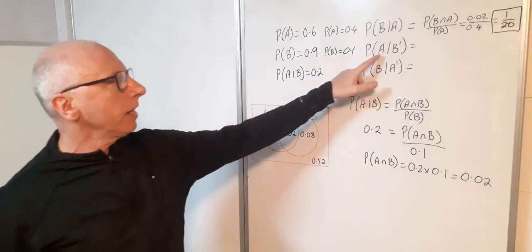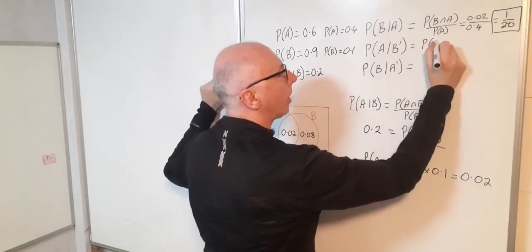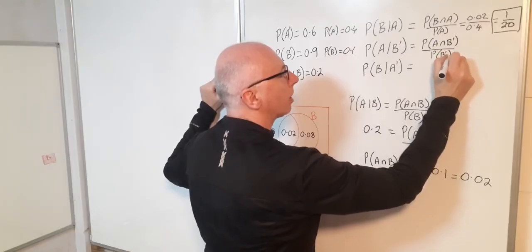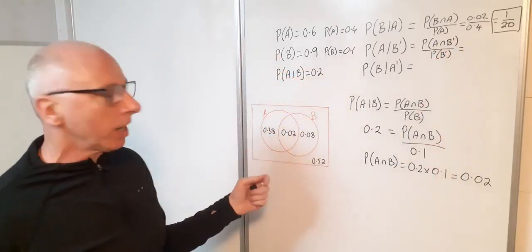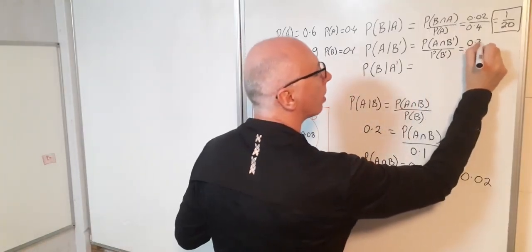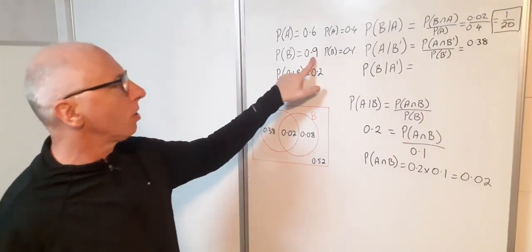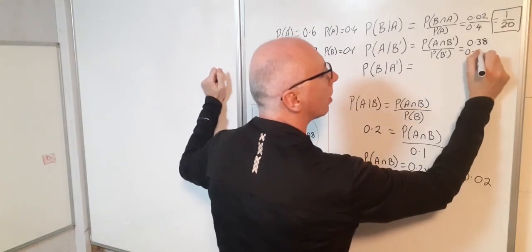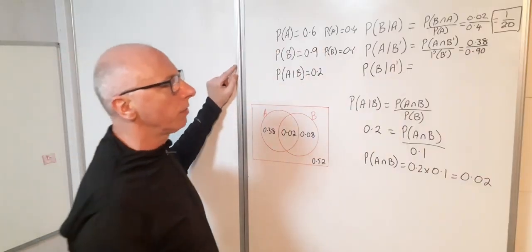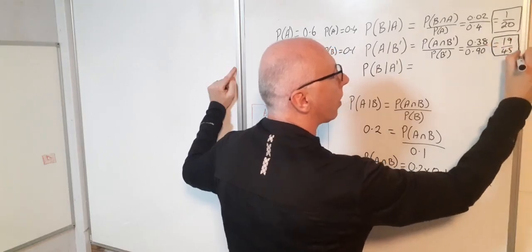Now, probability of A given not B has already happened. That's the probability of A intersection not B over probability of not B. So A's intersection with not B, well, that's this bit, that's 0.38. So it's not in B, but it intersects A, so that's that bit. And then the not B is 0.9. So that's equivalent to 38 over 90. That's going to give me 19 over 45. So that's my result for that one.